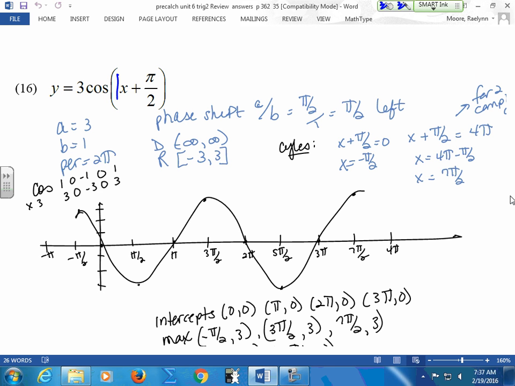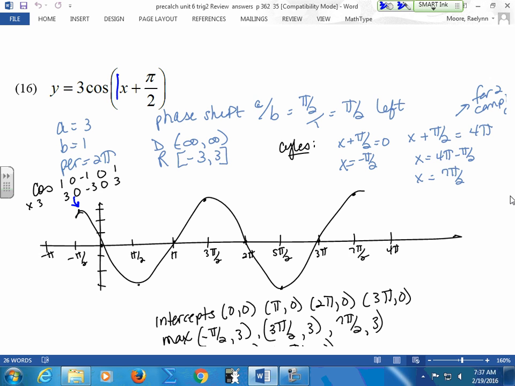So you're going to start here. This is your starting point. And then you're just going to follow your pattern. We amplified it by 3, so just multiply this by 3. 3, 0, negative 3, 0, 3. Okay?